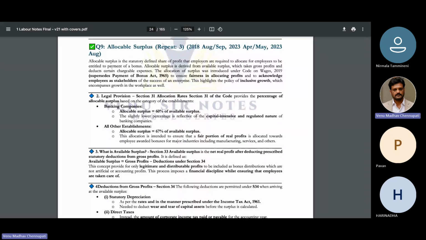From that allocable surplus, a minimum of 8.33% will be given to each person of the salary. 8.33% of the annual salary has to be given to them as bonus, at minimum.